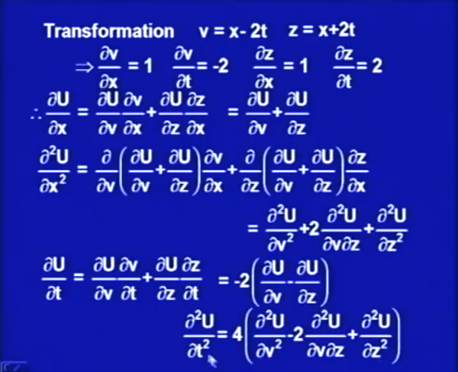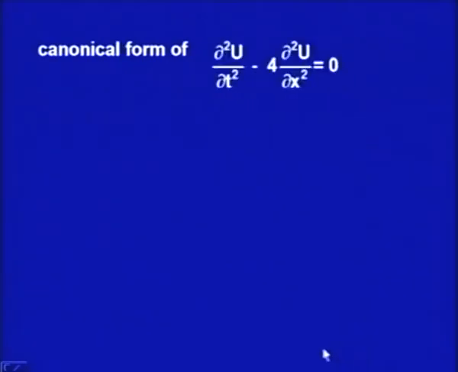Now, substitute this in our given equation. So, we do get the canonical form of del 2 u over del t 2 minus 4 times del 2 u over del x 2 is equal to 0.